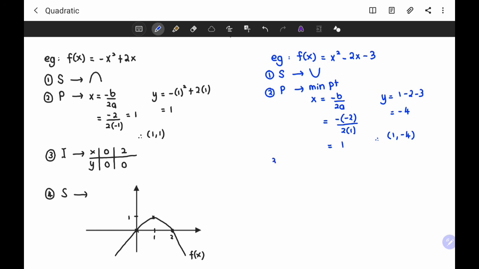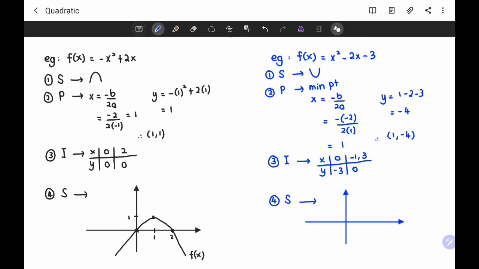Okay, third step, we find the intercepts. When x equals 0, we substitute into the question, we get y is negative 3. When y equals 0, factorize. Just use the calculator to factorize. So we get negative 1 and 3. Okay, the fourth step, we sketch. We put the point (1, negative 4). Then we get a shape like this, a smile.